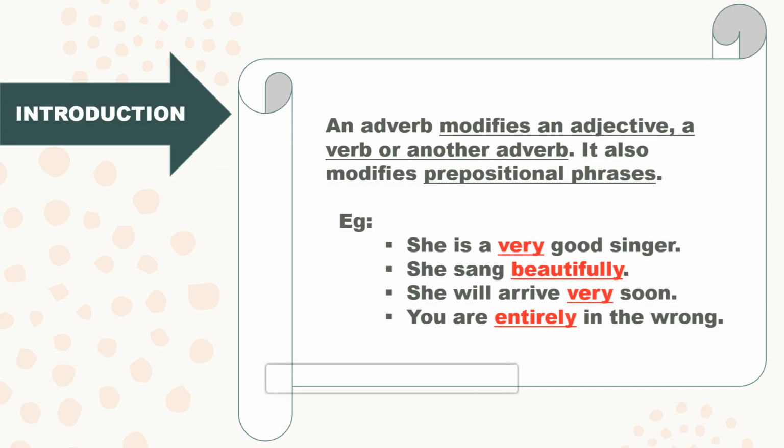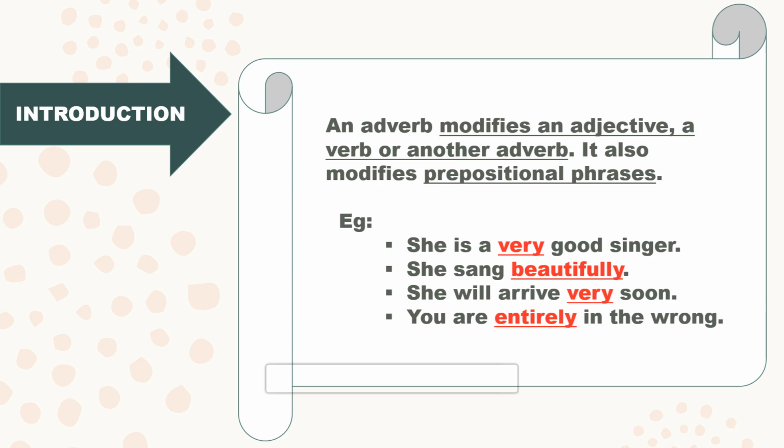Introduction. An adverb modifies an adjective, a verb, or another adverb. It also modifies prepositional phrases. So, here adverbs modify four things. You'll remember four things: adjective, verb, another adverb, meaning suppose two adverbs are there in a sentence, so it will modify another adverb. And the last one, that is prepositional phrases. Now, I will explain you all.